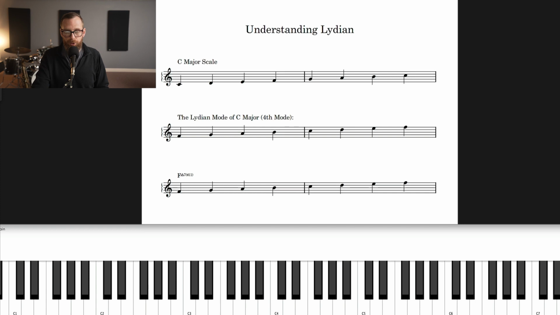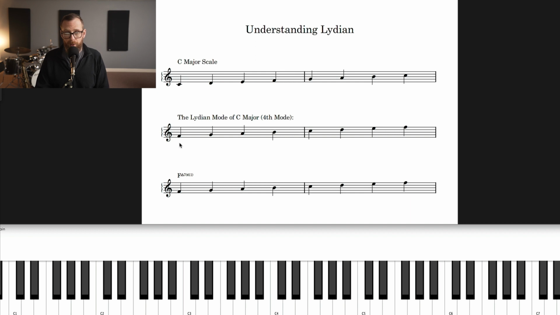So let's start with the major scale because that's how we're going to get our Lydian mode. So here's a C major scale. Now, if we keep that key signature, but we move up to the fourth step of that scale, which happens to be an F, and we play F to F in the key signature of C, that is what we would call the Lydian mode of C major, which is the fourth mode of a major scale. So therefore, because it starts and ends on F, we would call this the F Lydian scale.